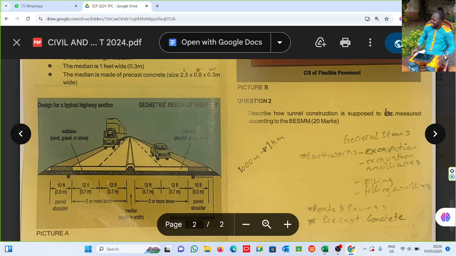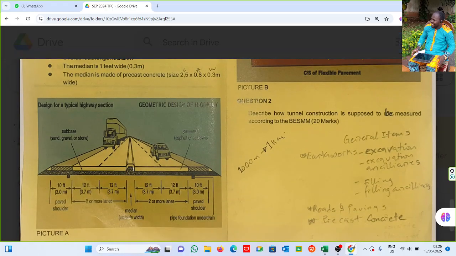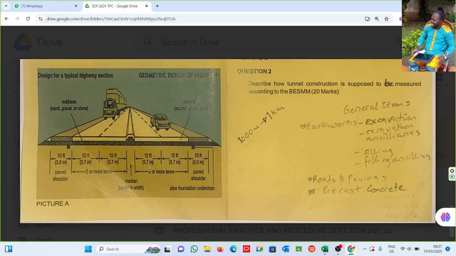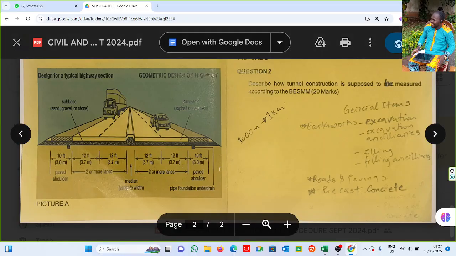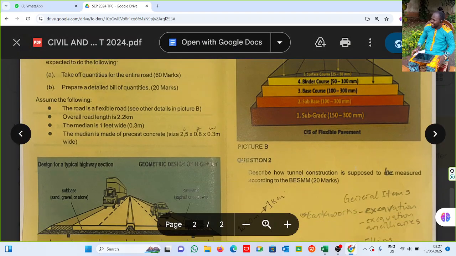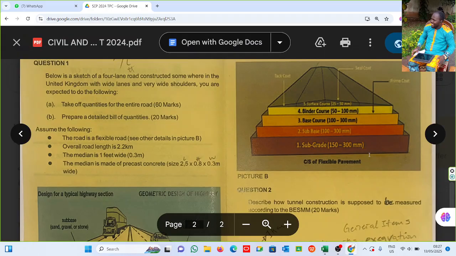Now this is the road surface. You can see vehicles on the roads. Now this is the road width: 3 meters, 3.7, 3.7, 0.3 the median, 3.7, 3.7, and then 3 meters. Of course, we are going to sum everything up. Now if you come to the cross-sectional section, this is the subgrade, that is on what we call the capping. That's the natural ground, right?